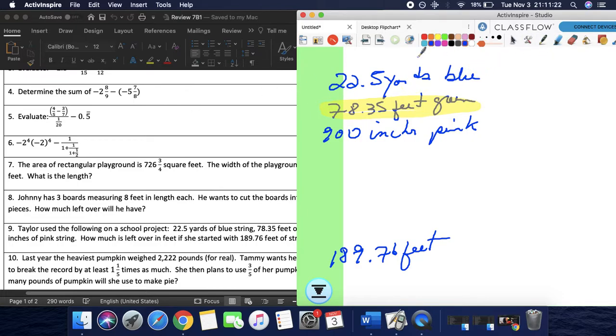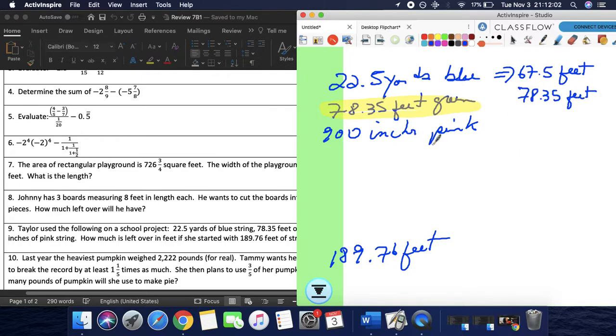How many feet are in a yard? It's 3, right? So 1 yard is 3 feet. So we're going to change it by multiplying 22.5 times 3, which is 67.5. So 22.5 yards is 67.5 feet. This one at the bottom is 78.35 feet, so we're good here.